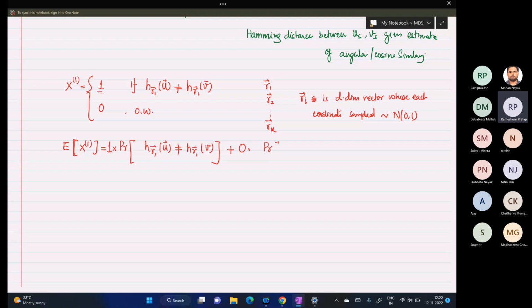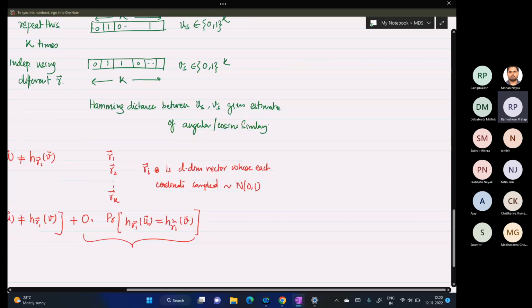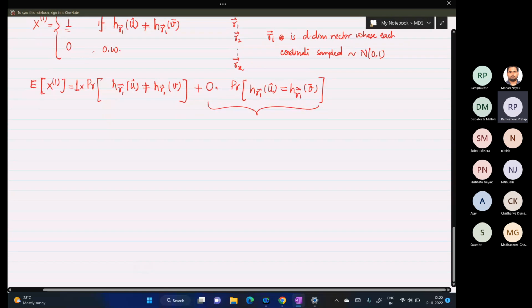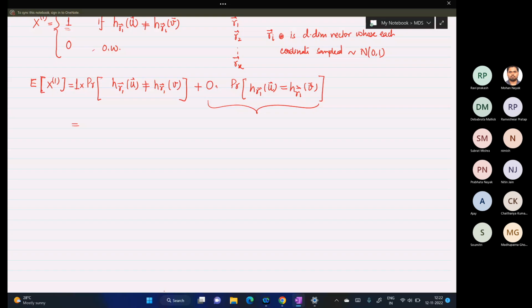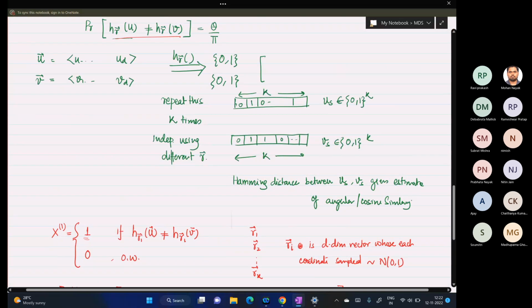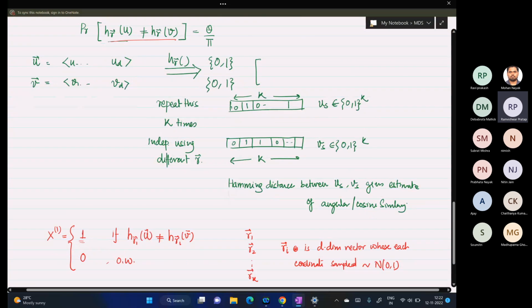So what will be the probability here? hr1(u) equal to hr1(v). Since this is 0, this term will not contribute, so we focus on this part. What is the value? The value that we have seen just now: theta by pi.